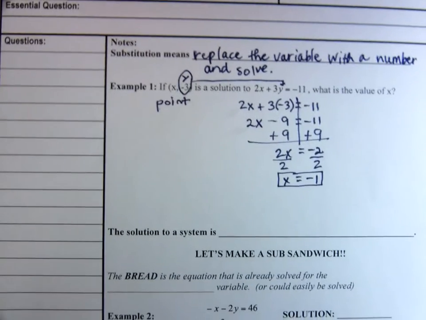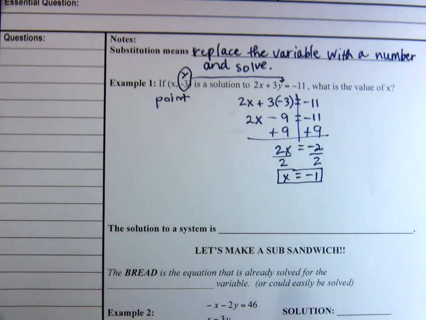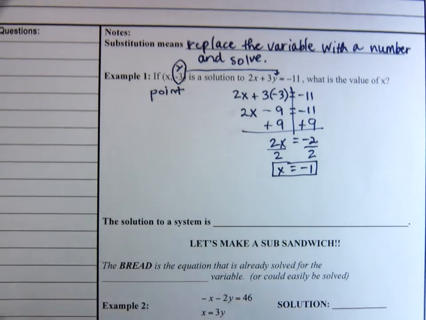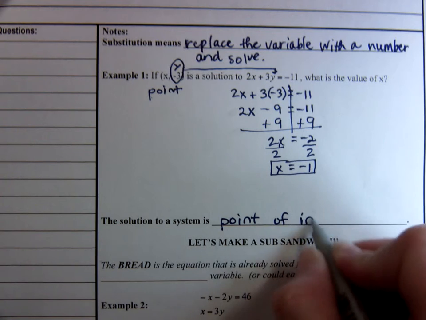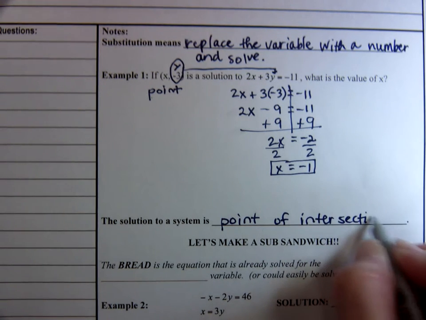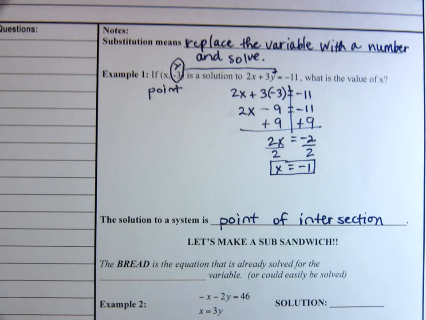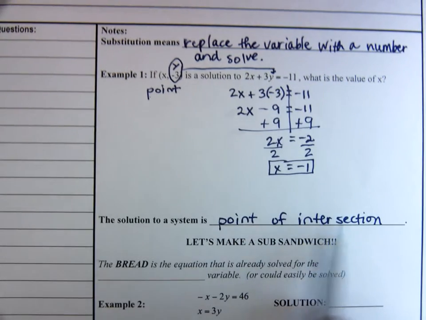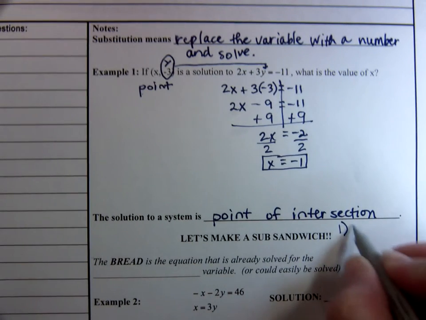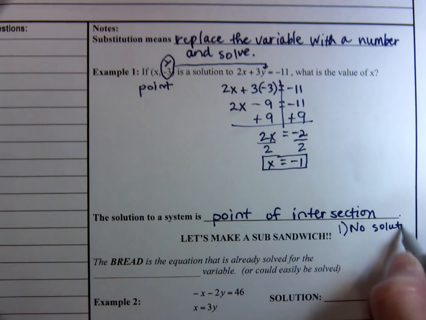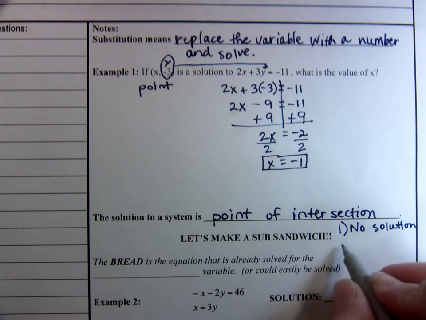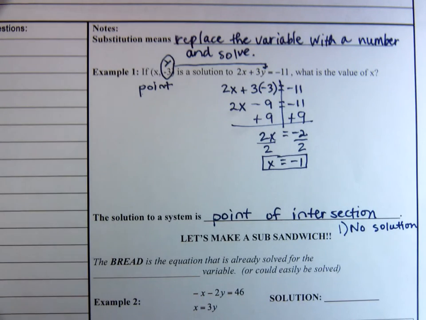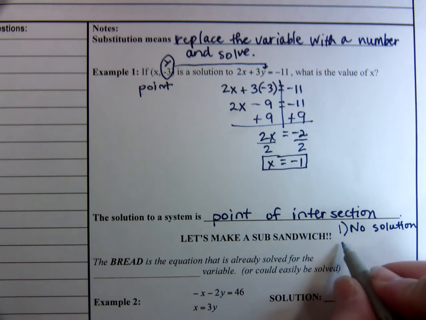Next we're going to talk about the solution to a system when we're doing a substitution problem. The solution to a system is still the point of intersection. Even if we solve the system by doing substitution, we're still going to get a point of intersection. And remember, you can have 3 possible solutions. One solution would be no solution. What kinds of lines make no solution? Parallel lines. Very good. You'll see that it's going to look a little bit different on today's lesson, but you've seen it before.